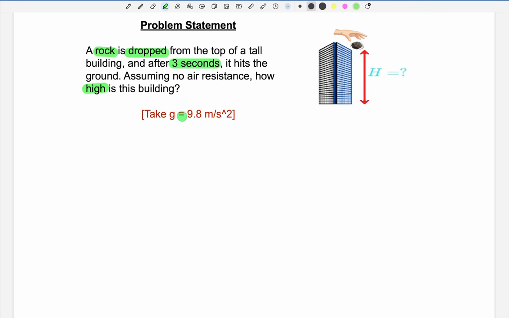And we are also to take acceleration of free fall to be 9.8 meters per second squared. On the right here, we can see a building. So this is the tall building. And then we are to determine the height by simply dropping an object, in this case a rock. We dropped it and then took the time of 3 seconds to hit the ground. Now let's look at the solution.